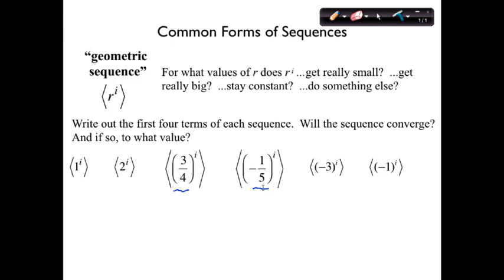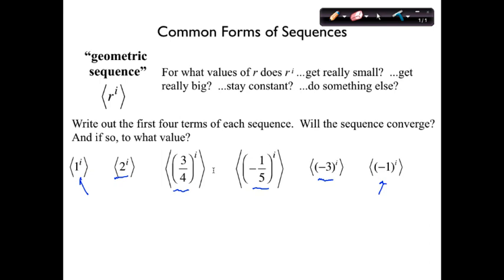What about greater than 1? Just going to blow up, right? What about less than -1? Just going to blow up. So then what's left is 1 and -1. 1 to the i? Converges or diverges? Converges to 1. Again, trivial case, right?